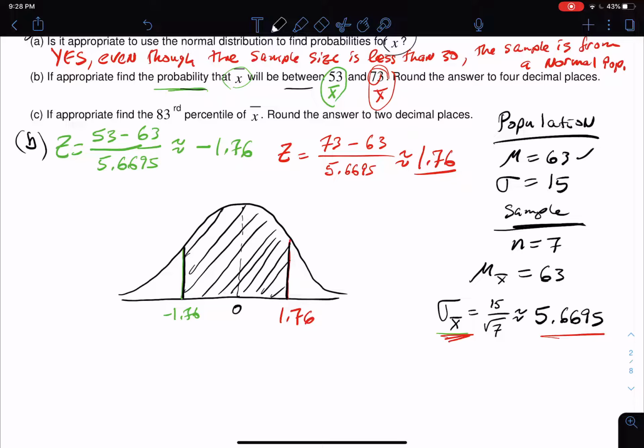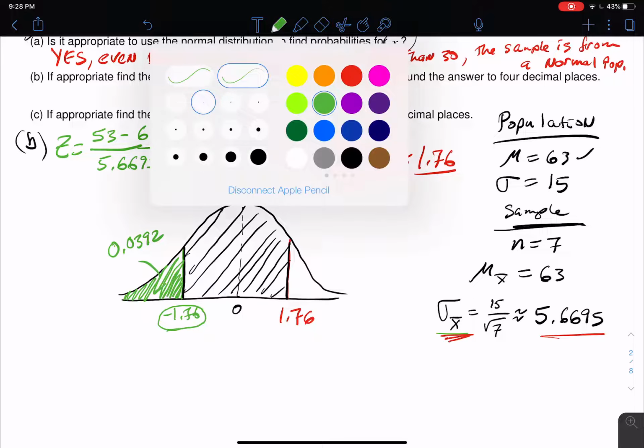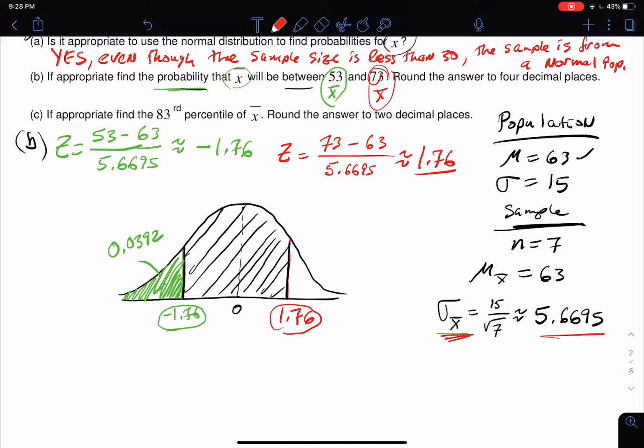Okay, well, we have them as z-scores, so that's awesome. And just like before, we look this z-score up on the negative z-score table, and that gives us the area to the left, which is 0.0392. Then we look up this z-score, and that gives us the area to the left, which is all the way down there, including that.